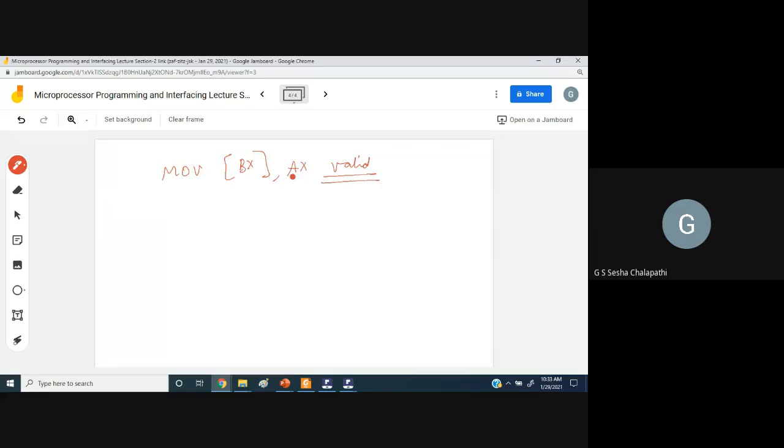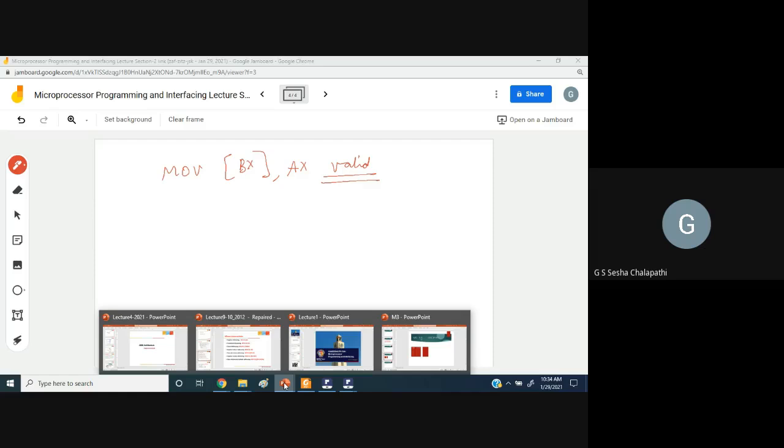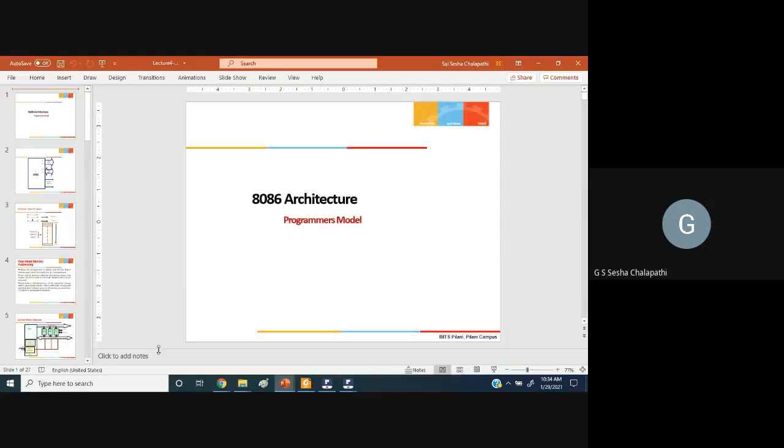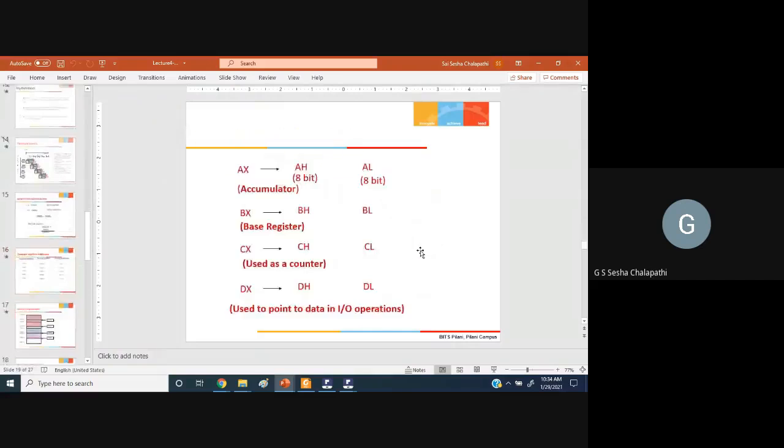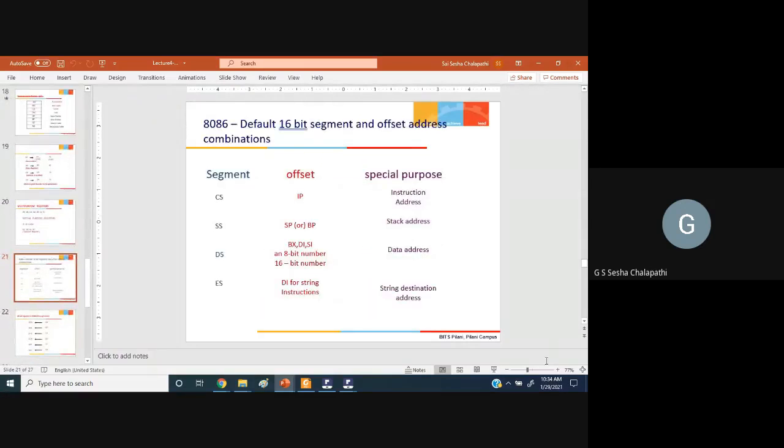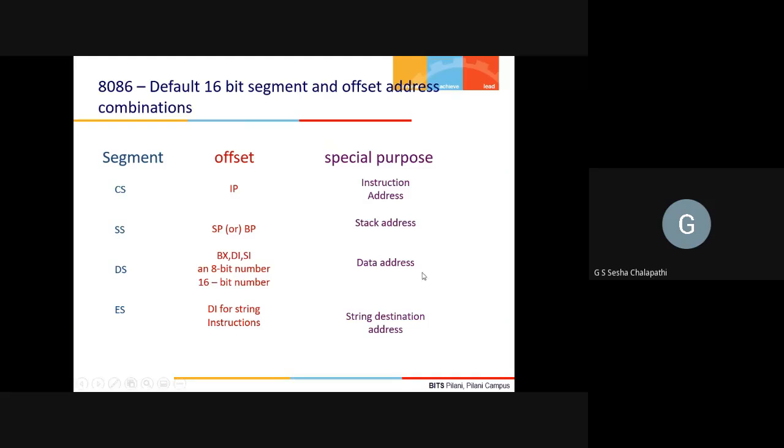Fine. However, there is some caution which we have to exercise in this addressing mode. It is not that any register can be used to point to the memory location. The reason is that in the last class we have seen that there is a special combination that we have.